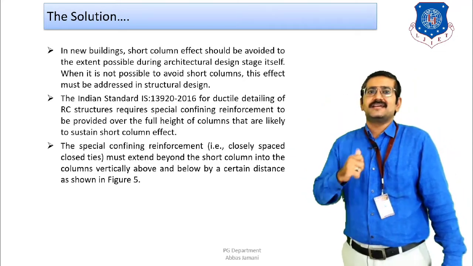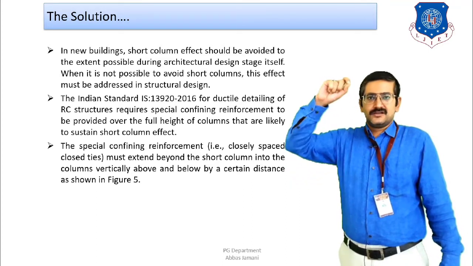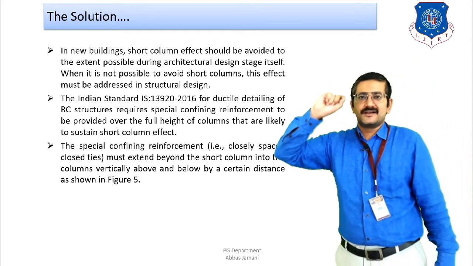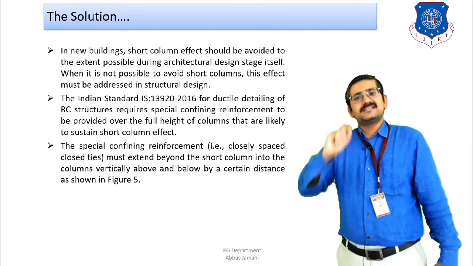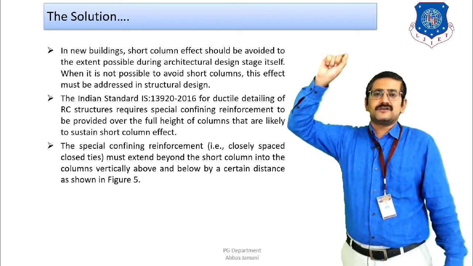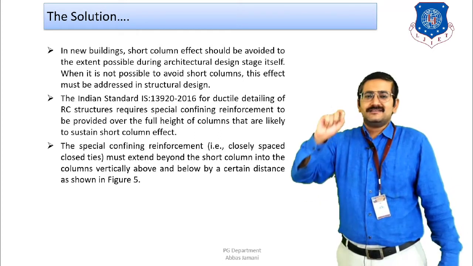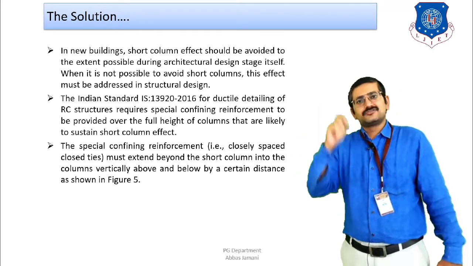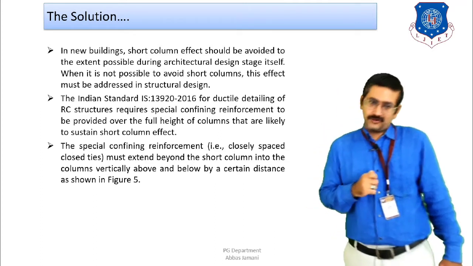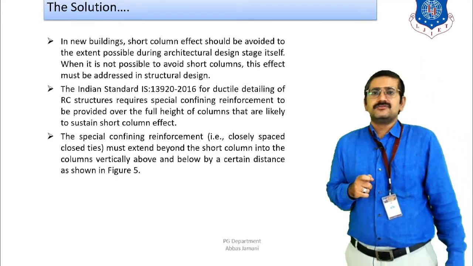Whereas here it says that for the entire height of this short column effect, special confining reinforcement with maximum spacing not greater than 100 mm should be provided. This special confining reinforcement should extend to some portion above and some portion below the short column effect also, so that during the reversal of stresses, the stress is transferred safely and damage is not observed in the column. That is the guideline provided by IS 13920.